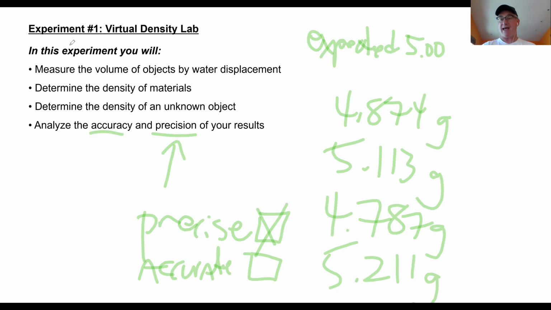Yeah, because if you take the average, this kind of came out nice. The average is 4.997 grams, which is almost exactly right. So they're not precise, but they are accurate. And so you can have precision without accuracy. You can have precision with accuracy. You can have accuracy with or without precision.